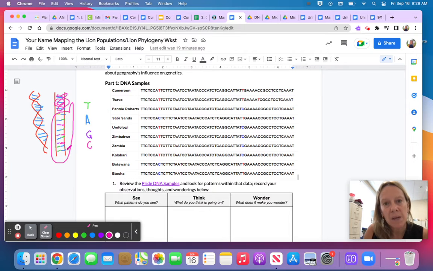So it might be like a pigment that colors your skin or your eyes or your hair. It might be your muscle tone or whether you can curl your tongue or not.